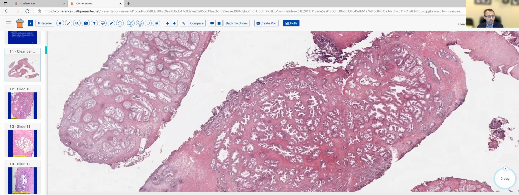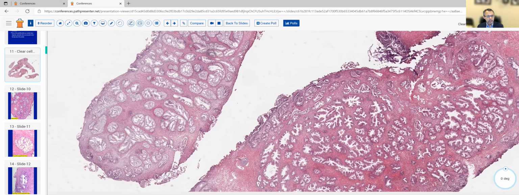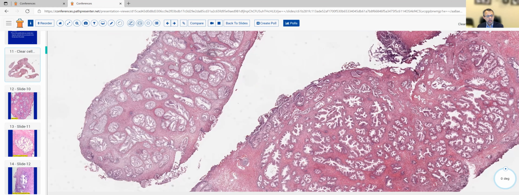So if we zoom in, you can see that there are several areas with numerous crowded proliferation of large cribriform glands. I think the noticeable feature here is that these glands appear quite large compared to the adjacent benign glands.